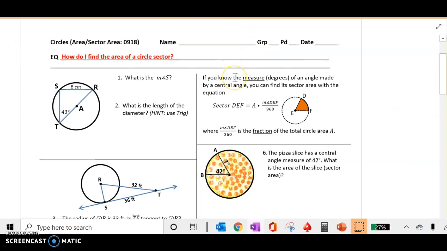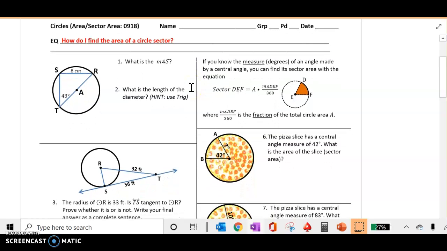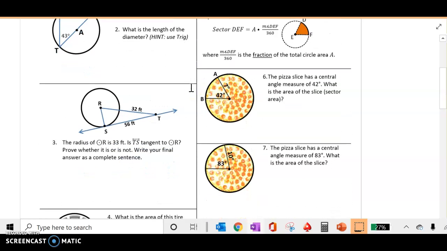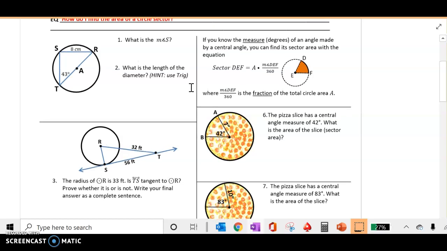So here's our worksheet. I'm just going to do the odd problems. What is the measurement of angle S? Okay, so let's take a look here. So angle S is right here, this angle.